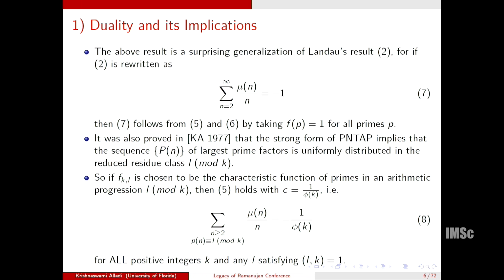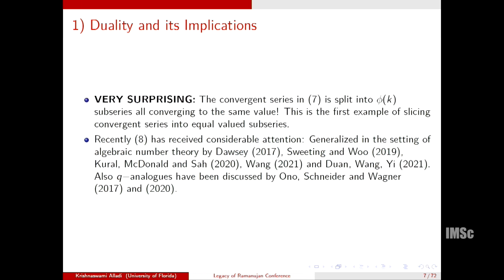So I was quite excited by this. But what is interesting is, this is related to the prime number theorem for arithmetic progressions, just as Landau's result is related to the prime number theorem. So this was my PhD thesis. And what happened was, from 2017 onwards, this has received considerable attention and generalized in the setting of algebraic number theory by the use of the Chebotarev density theorem. I'll come to that later in the lecture, by a whole group of young mathematicians, but primarily with the impetus given by Ken Ono.